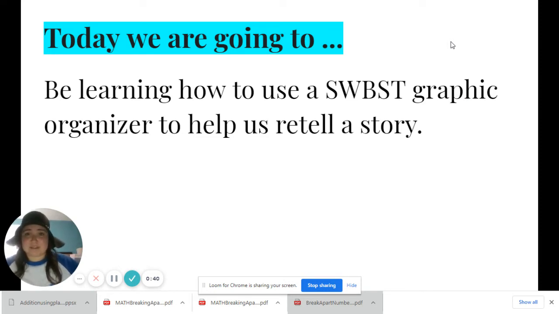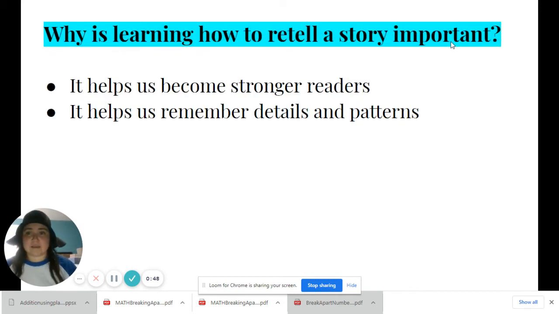Today we're going to be learning how to use a SWBST graphic organizer to help us retell a story. So why is learning how to retell a story important? Helps us become stronger readers. Ready, everyone? Do a muscle flex. Become stronger readers. It helps us remember details and patterns of the story.